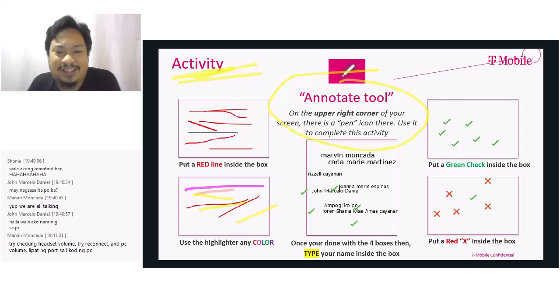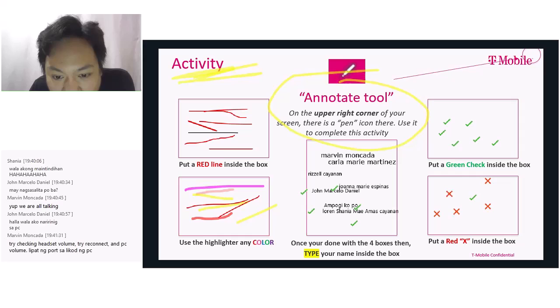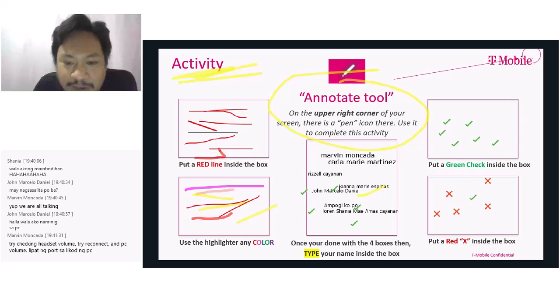Okay! Good job! So, we have Rizal, Carla, John, JM, Ampogi ko. Sino tong Ampogi ko na to? So, Lauren, Shania, good job. You guys were able to write. Finish the activity. Magaling, magaling, magaling.